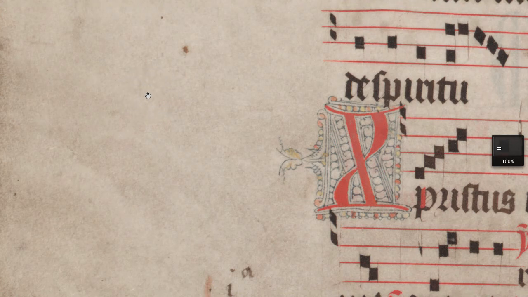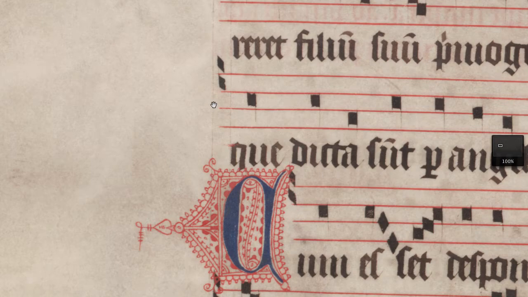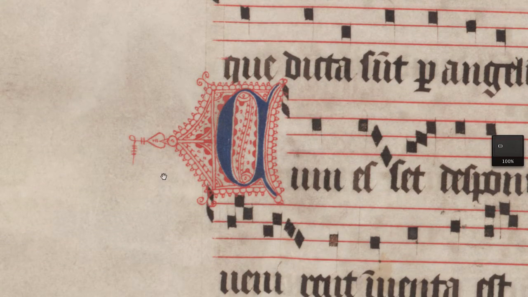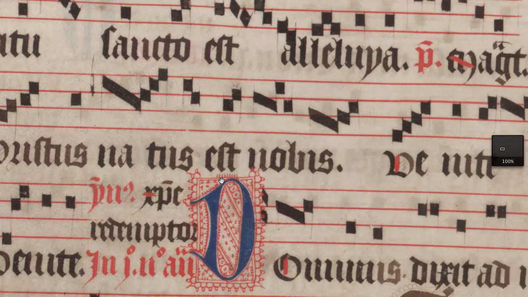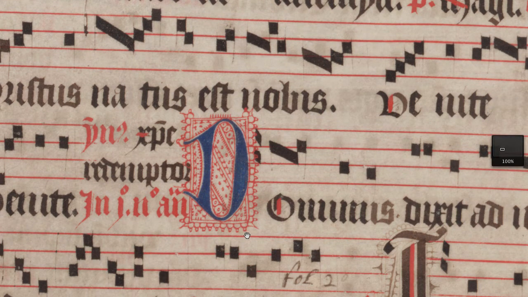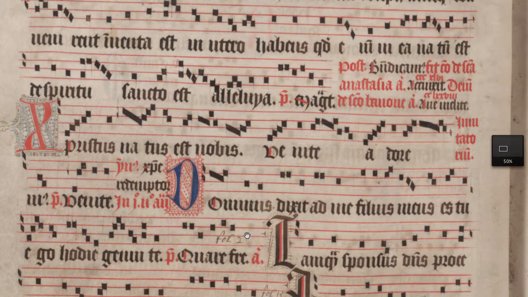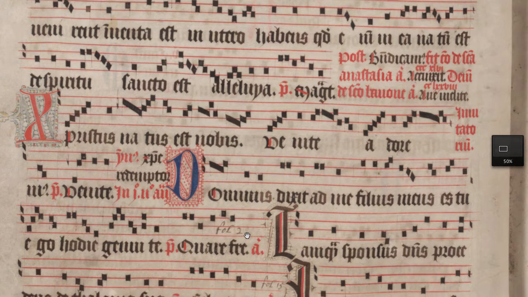Actually, we have some really brilliant, very nicely drawn letters here. This is the C of cum esset, and the other one here, the X of Christus, actually multicolored, very nicely done. And of course not to forget the D of Dominus, very nice letters. So again, this is really a book that holds a lot of artwork.